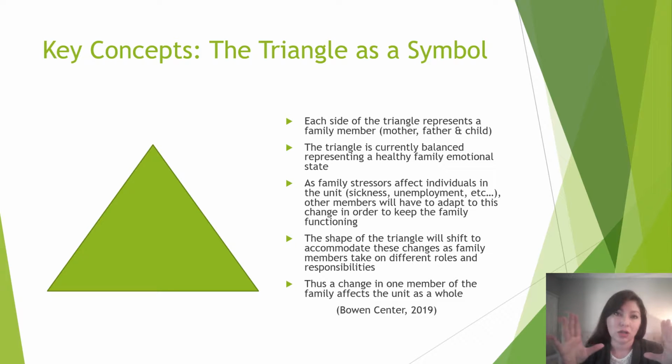And that's going to cause a shift in the symmetrical balance of the triangle, because what affects one member of the family, remember, affects each member in the end. So that's why when you're looking at a symmetrical triangle, each family member's role is performing as they should, and when we're looking at an asymmetrical triangle, it means that some sort of stress has been introduced into the system, and each family member is altering their roles in order to accommodate this change.